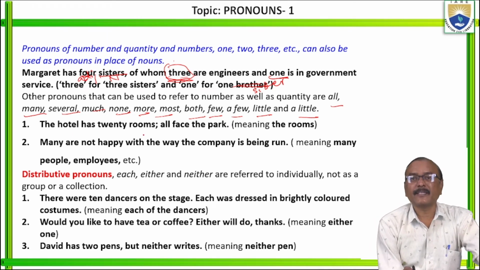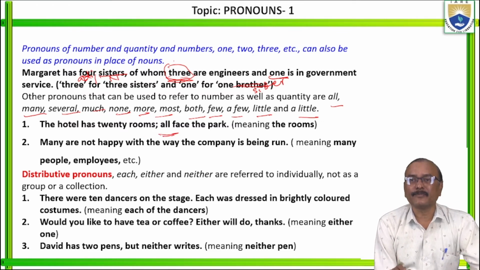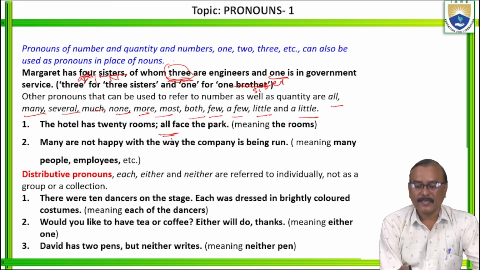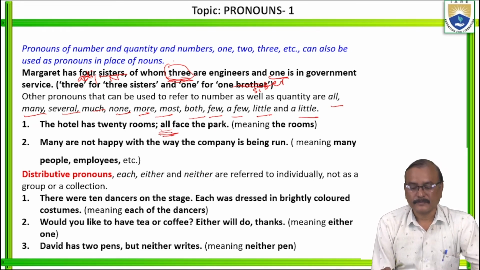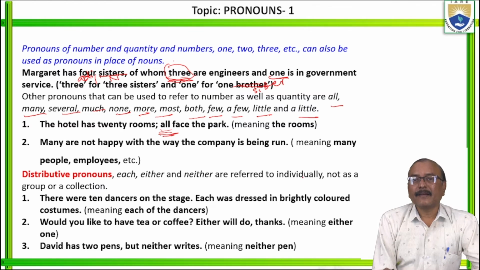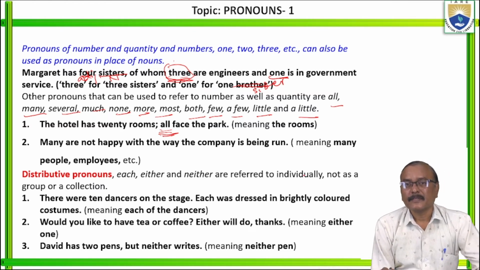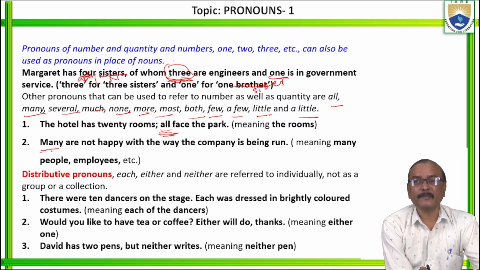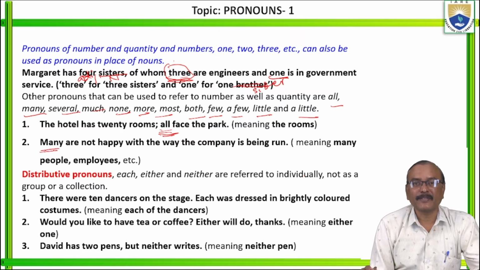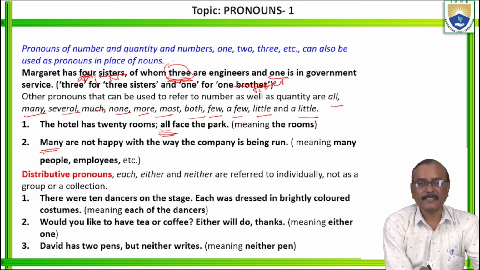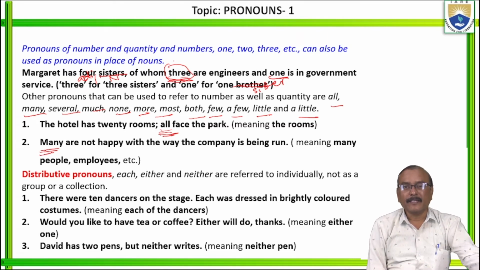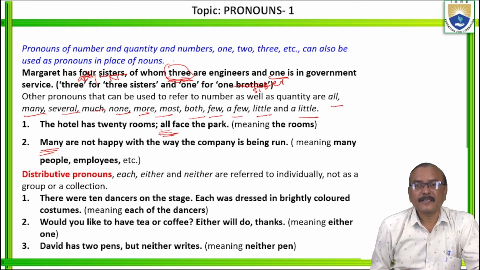Like this, all. The hotel has 20 rooms. All face the park. All face means all rooms. So here all is a pronoun only. Many are not happy with the way the company is being run. Many are not happy means many people or many employees are not happy with the way the company is being run. Is it clear?